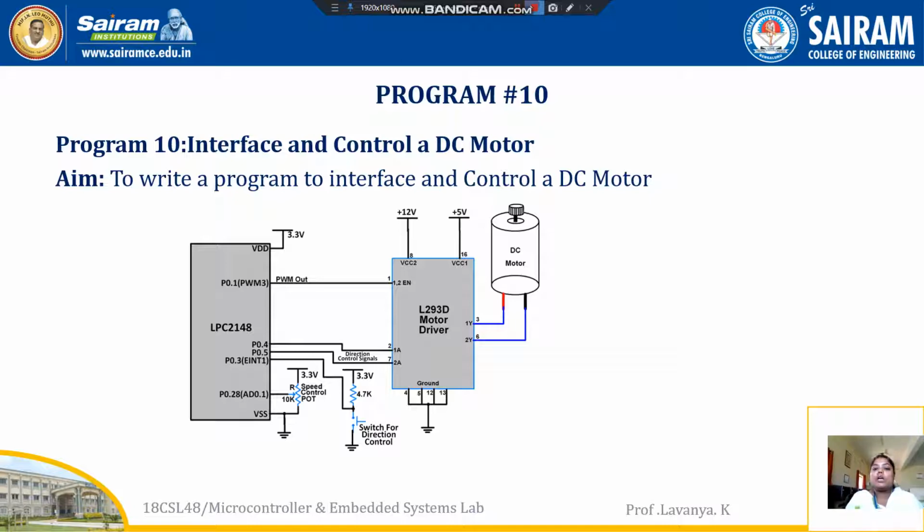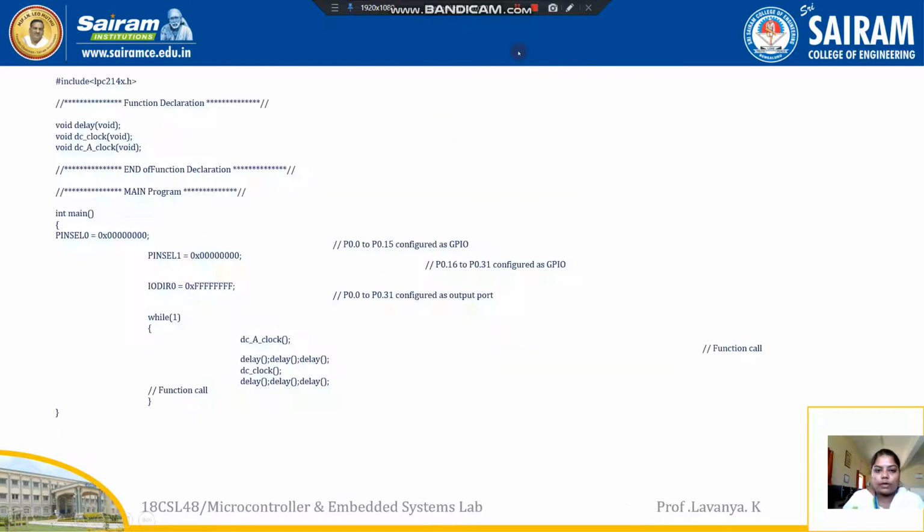plus 5 volts? Because to rotate the motor, we have to give it power supply, and only then the motor will rotate. It should rotate clockwise and anti-clockwise. This is the main intention: we are going to give the power supply to the motor. Next, we will see the program and how it has to work.